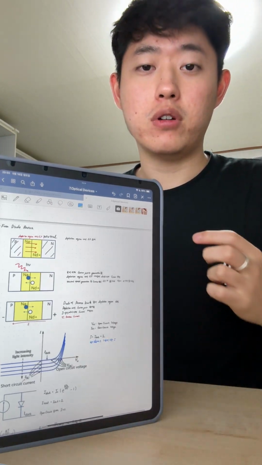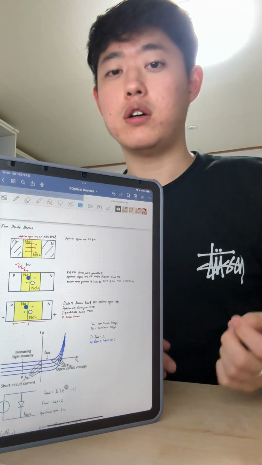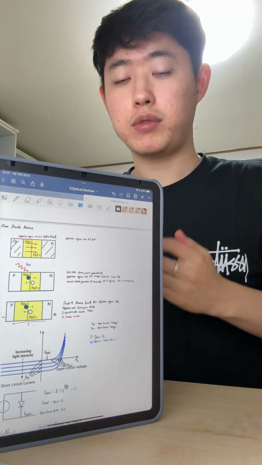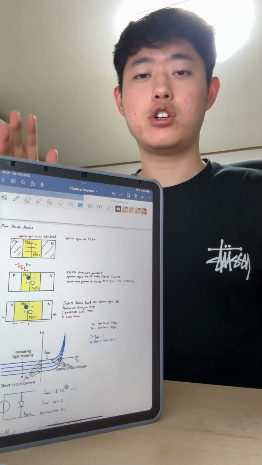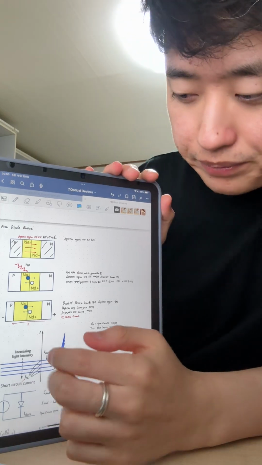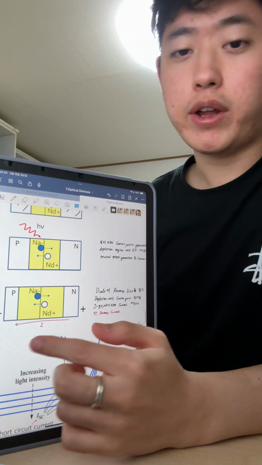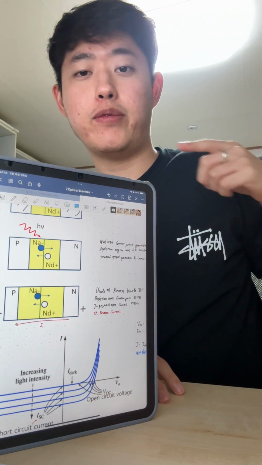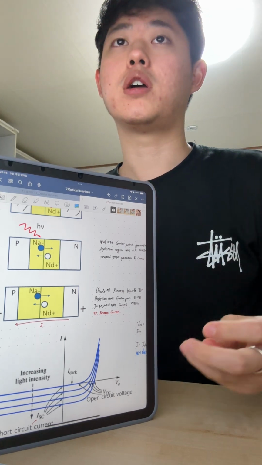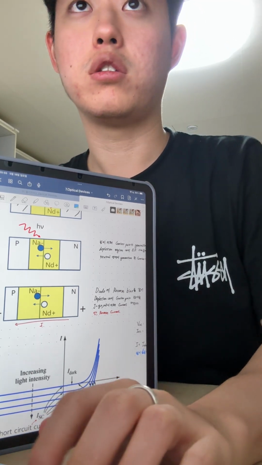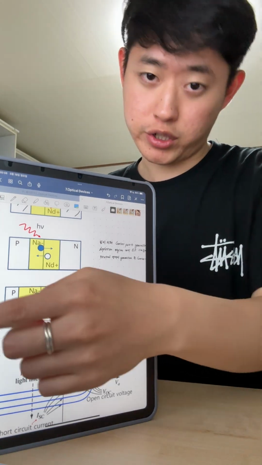And when a reverse bias is applied to the diode, it makes a larger depletion region. The current will be in the reverse direction.